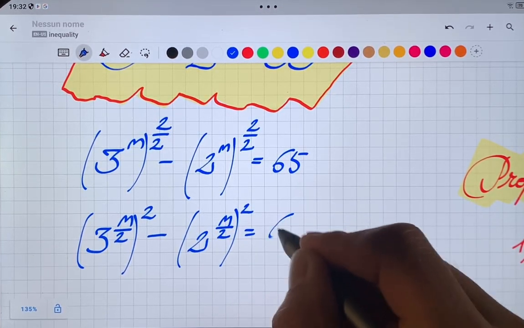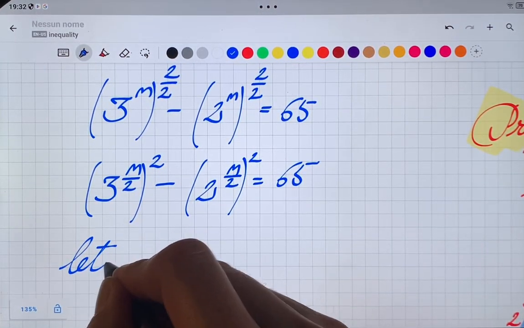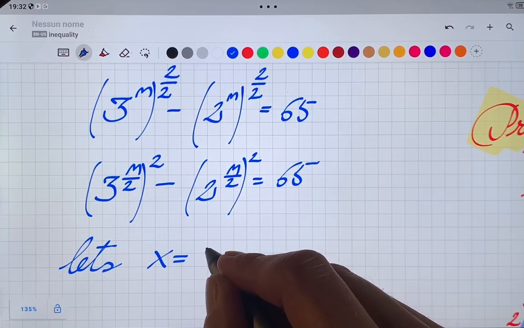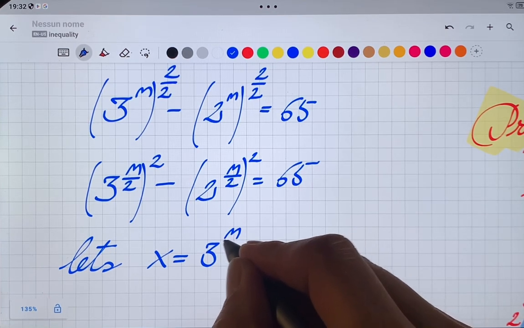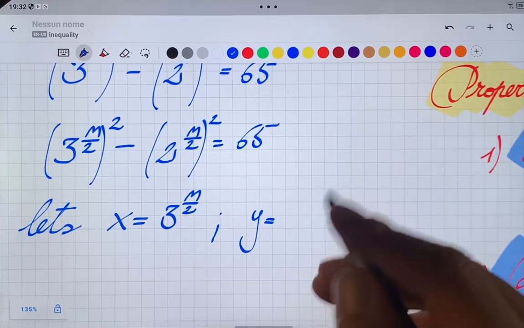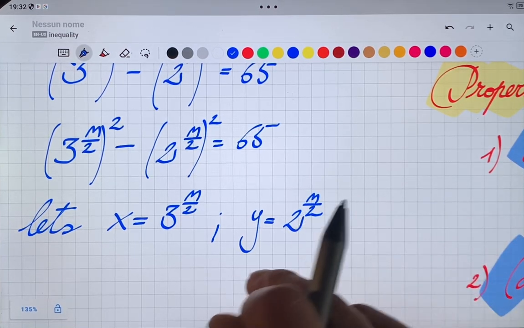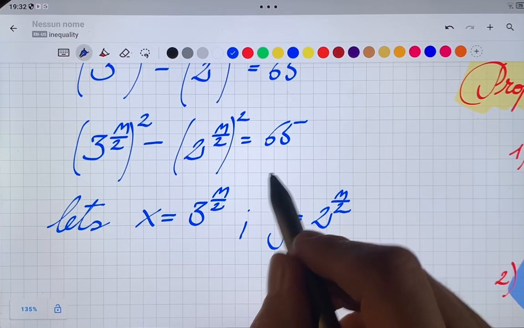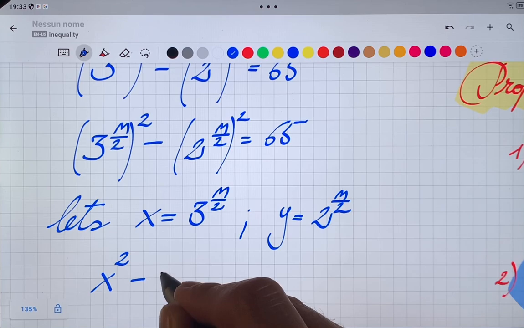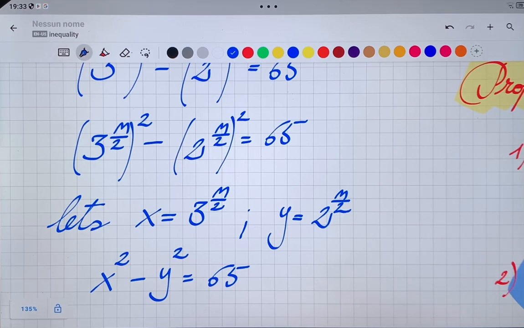That's equal to 65. Now, let x equal 3 to the power of n over 2 and y equal 2 to the power of n over 2. So we can write our equation as x squared minus y squared equals 65.